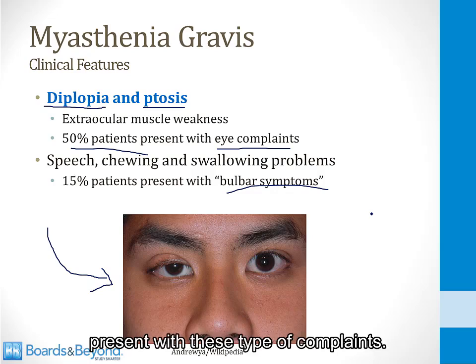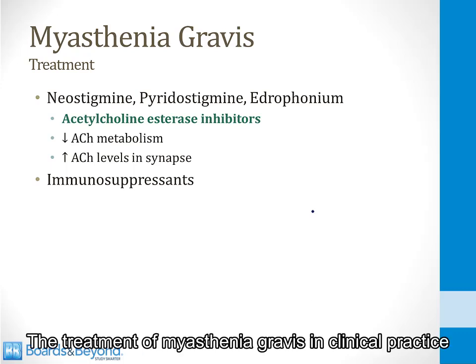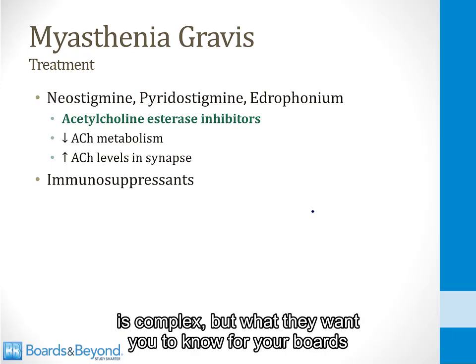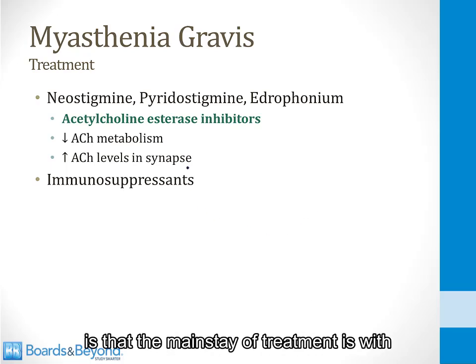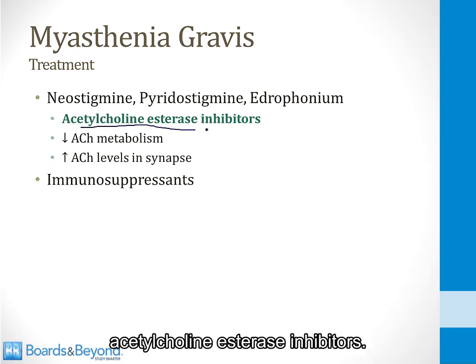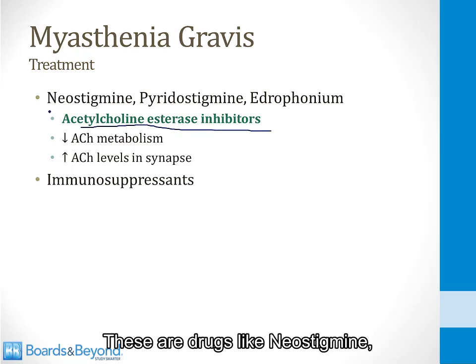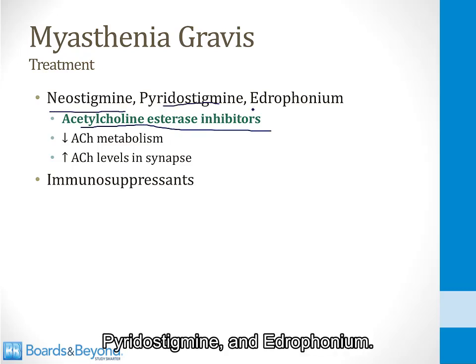The treatment of myasthenia gravis in clinical practice is complex, but what they want you to know for your boards is that the mainstay of treatment is with acetylcholine esterase inhibitors. These are drugs like neostigmine, pyridostigmine, and edrophonium.